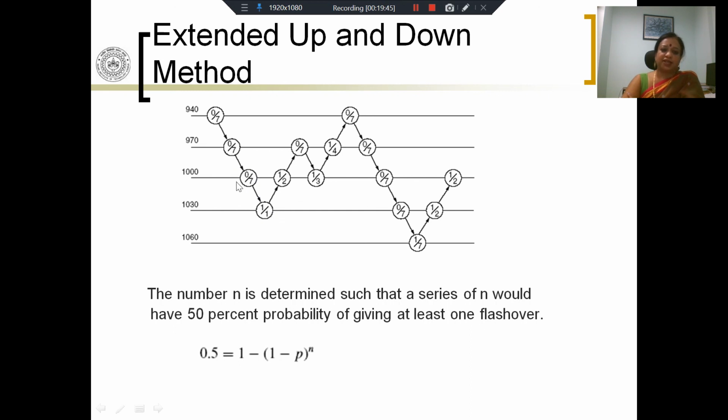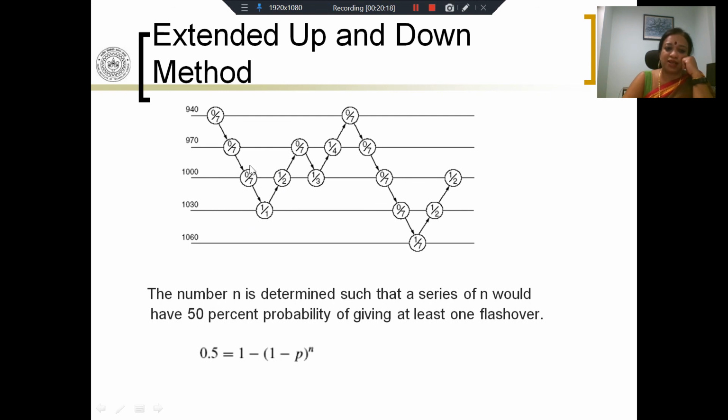Now, in this case, when you go from 1000 to 1030, we intend to apply 7 shots, but the first shot is a failure. The moment it is a failure, we go down by delta V. So we do not wait for the 7 shots. The moment there is a failure, we reduce the voltage. Again, you go back to 1000.